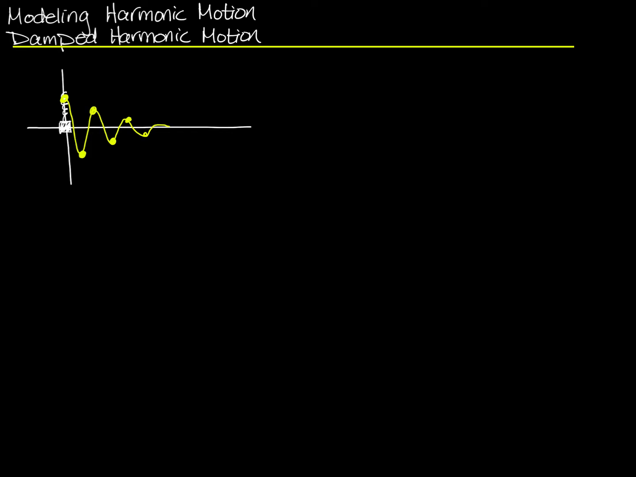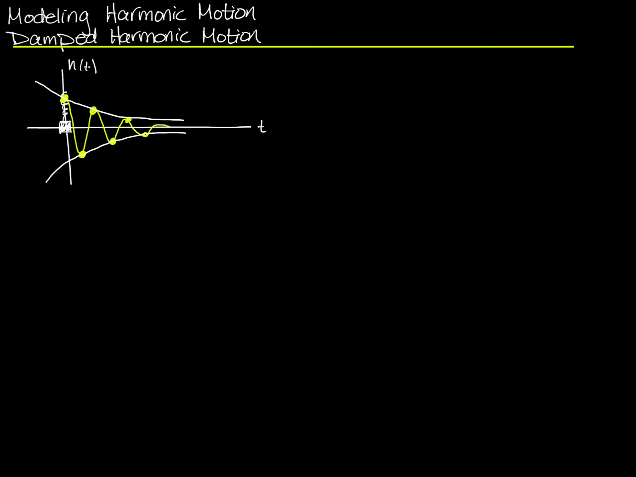Let's take a look briefly at what the curves either side of this graph look like. In other words, what if I trace all the maximum values and all the minimum values? That begins to look exponential. And in fact, that's exactly what's going on.